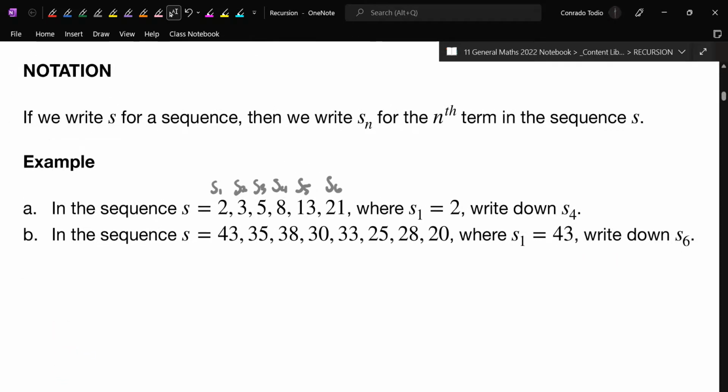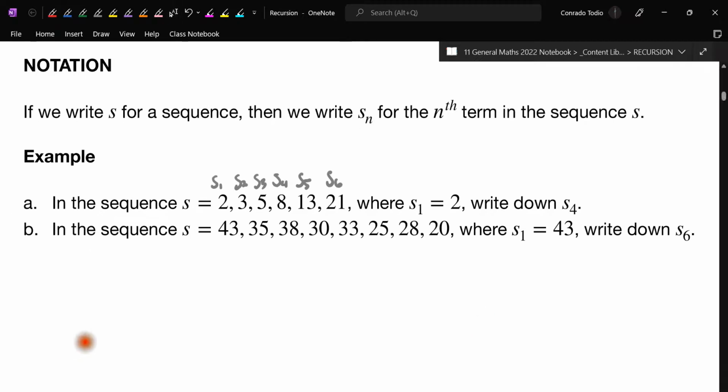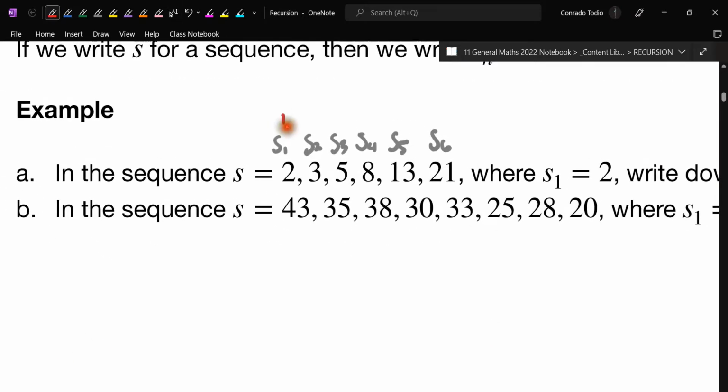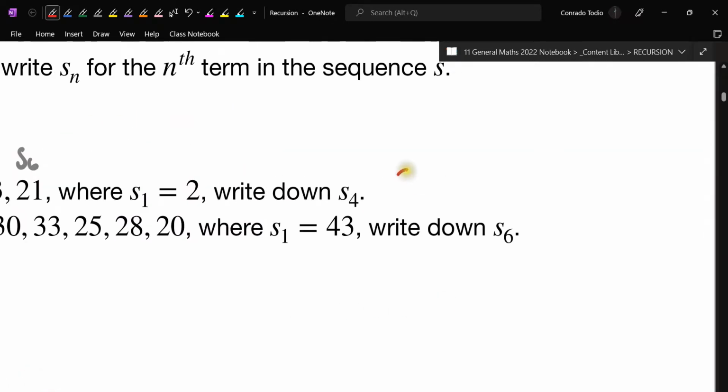Here, it's asking us to write down what is the value of S4. So if you look at our numbers, this is S1, S2, S3, S4 is right there. So the value of S4 is 8. So you would write here, S4 is equal to 8.